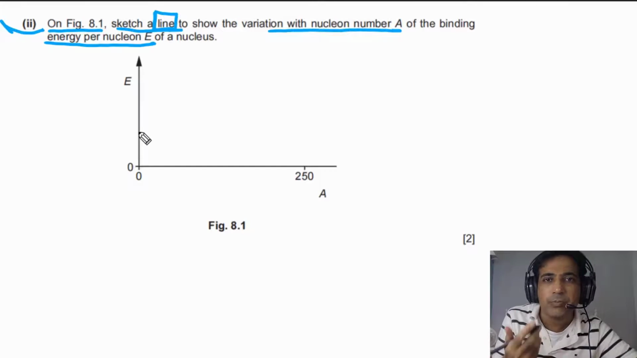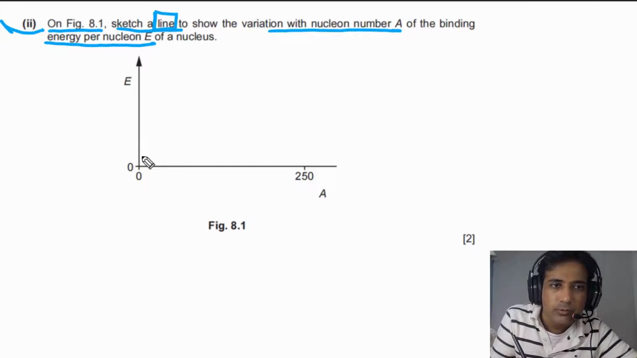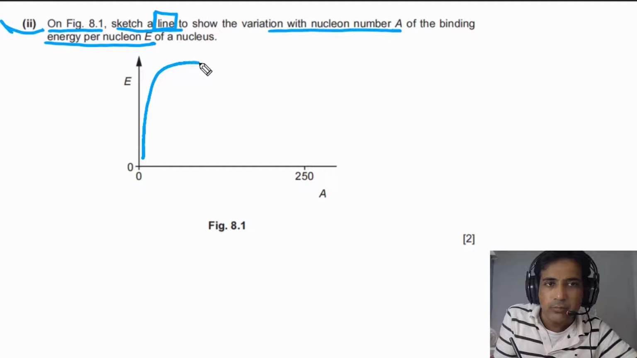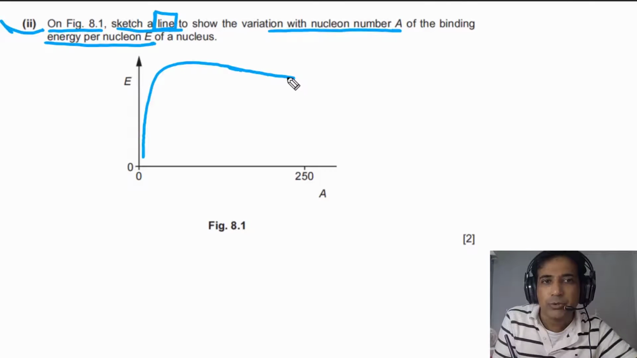This is a typical type of curve. You need to understand this curve from nuclear physics chapter. You need to understand how to sketch. So simply we have to sketch this curve. You will see it will reach one peak, and after that the gradient of this one will decrease. So this is how you need to sketch this one.